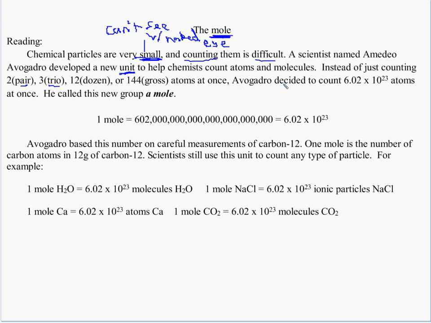Avogadro decided to count 6.02 times 10 to the 23rd atoms at once. He called this new group a mole. So a mole equals whatever that is, which in scientific notation is 6.02 times 10 to the 23rd. Well, I see why we don't want to write it out, right? So we use scientific notation.